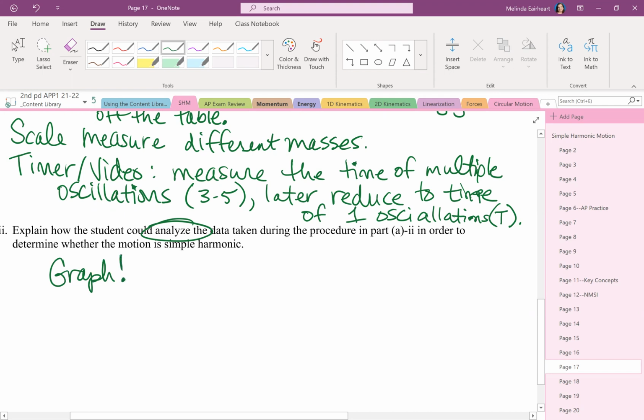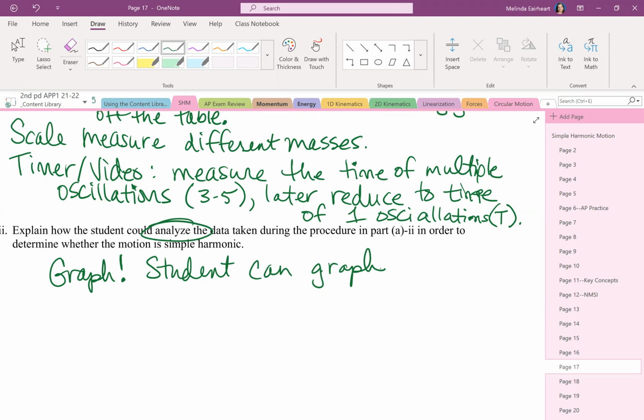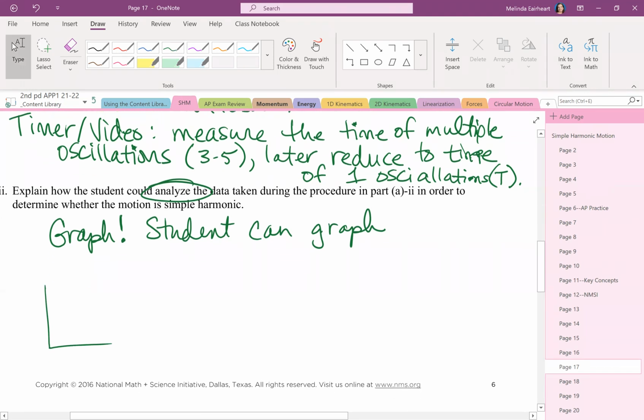And so the student can graph what? Period with, what are you going to graph? You got X and Y axis. So let's get a visual here. What do we want to plot with period? What axis does period go on? Are we controlling the period?